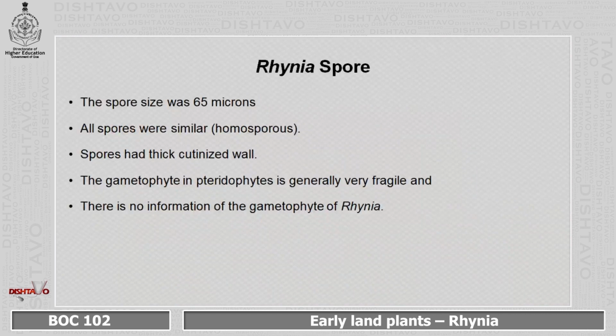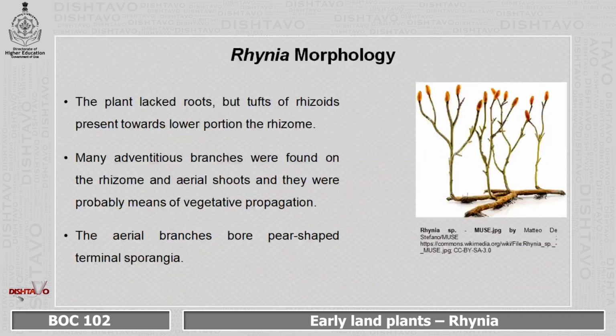Coming to the Rhynia spore, the spore of Rhynia was 65 microns in size. Rhynia showed the presence of only one kind of spores. Therefore, the plant was homosporous in nature. These spores had a thick cutinized wall. The gametophyte in pteridophytes is generally very fragile, and there is no information known about the gametophyte in Rhynia. Let's summarize what we have just seen.